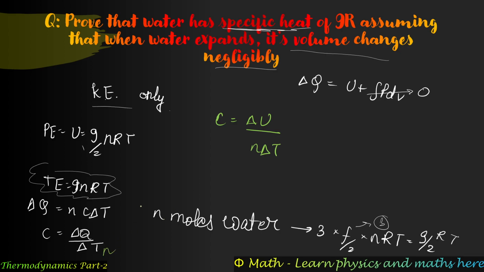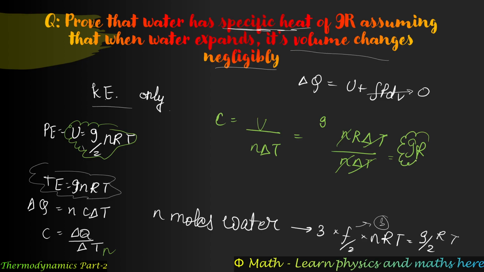Why did I make it a capital N? Now we get delta U, removing delta for less confusion for you. We can say it as 9 by 2 nR delta T divided by n delta T, and actually this is 9 because the total energy is 9 nRT. From here delta T gets cancelled and n gets cancelled, so we will be left with 9R, which is our result and which is what we wanted to prove.